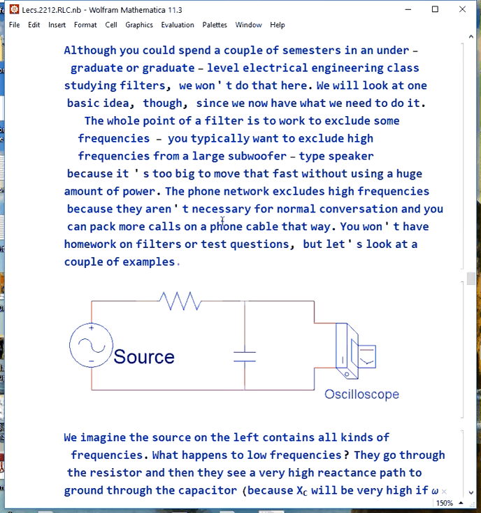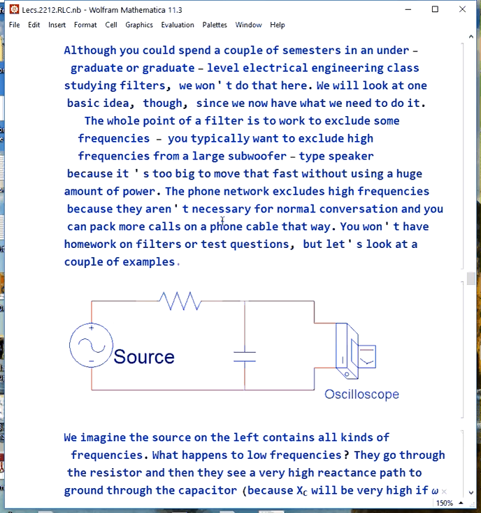So, for example, the largest speakers that you see maybe in the trunk of someone's car, those are subwoofers. And we don't run high frequencies to that because those are too big to move really fast like they have to for high frequencies without using a ridiculous amount of power. We send low frequencies to those. The phone network typically excludes high frequencies because you don't need them in normal conversation, and you can put more calls on a phone cable that way.